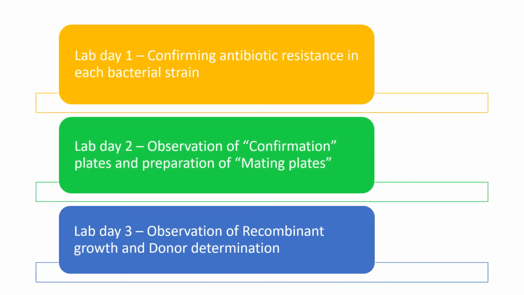Your lab procedure is divided into 3 lab days. Lab Day 1 involves the confirmation of antibiotic resistance in each bacterial strain, while Lab Day 2 involves observation of the confirmation plates and preparation of the mating plates. And finally, on Lab Day 3, there is observation of recombinant growth and donor determination.